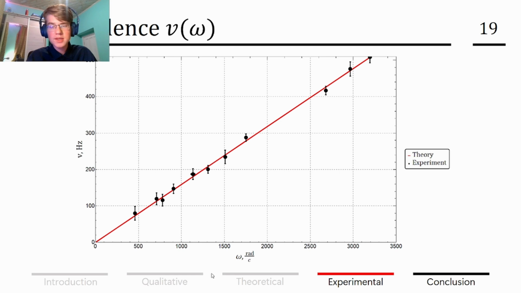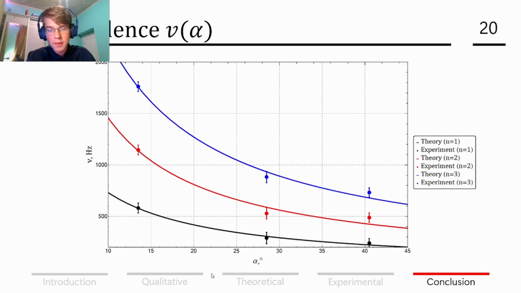In this graph, we observe the dependence of the frequency of the fundamental harmonic on the angular velocity of the disk. As the angular velocity of the disk increases, it passes the holes more frequently, resulting in the airflow behind the disk changing more frequently. The period decreases and the frequency increases. Thus, we observe good agreement with our theory.